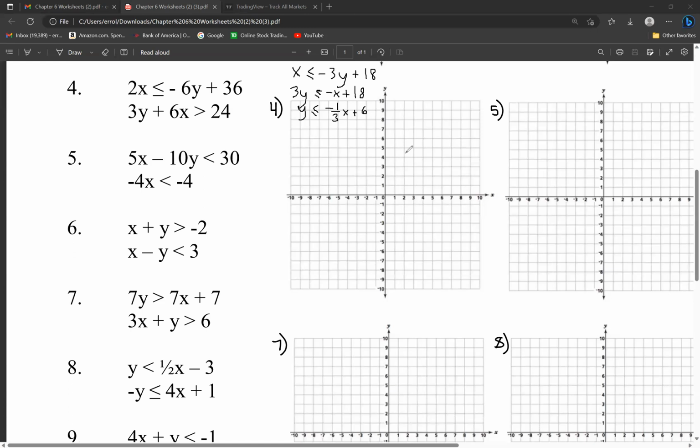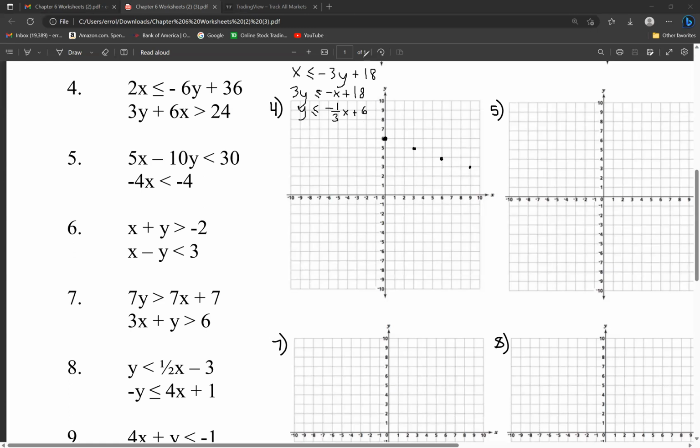Where's the first dot? 0, 6. Where's the second dot? Down 1, and to the right 3. Down 1, to the right 3.